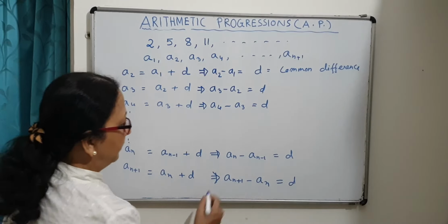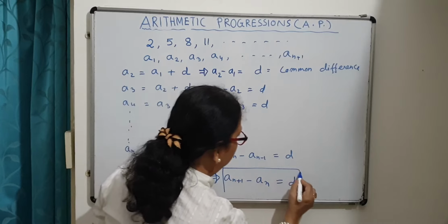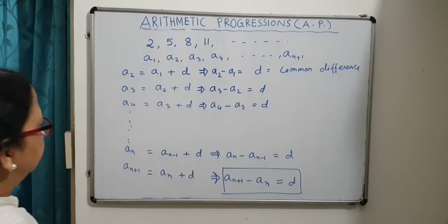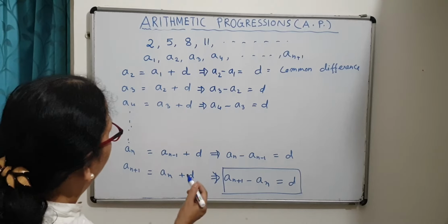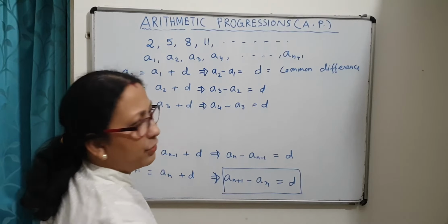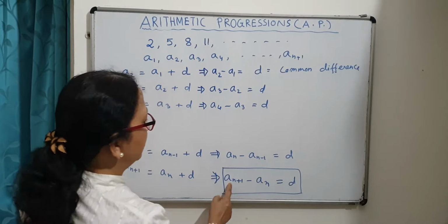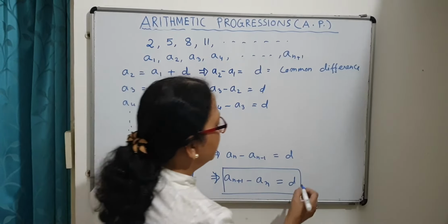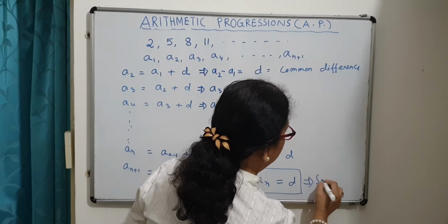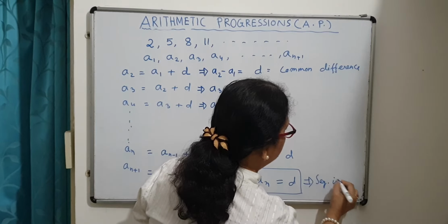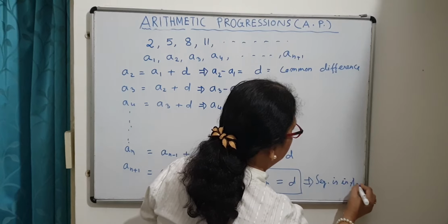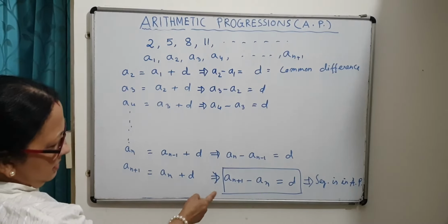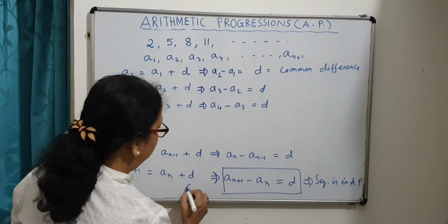That means I can say, this is D. If this is satisfied for any sequence, that is, AN plus 1 minus AN is some constant, then we can say that the sequence is in AP, or arithmetic progression. This is the general condition.